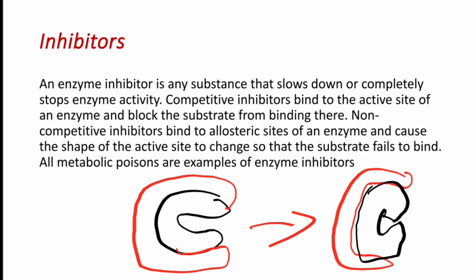Okay, and then you find that now it is impossible for a substrate to bind on the active site. Why? Because this non-competitive inhibitor has altered the shape of the active site, making it impossible for the substrate to bind there. So that's what inhibitors do, and we've got examples like poison. Poison is an example of an inhibitor. So all metabolic poisons are examples of enzyme inhibitors.